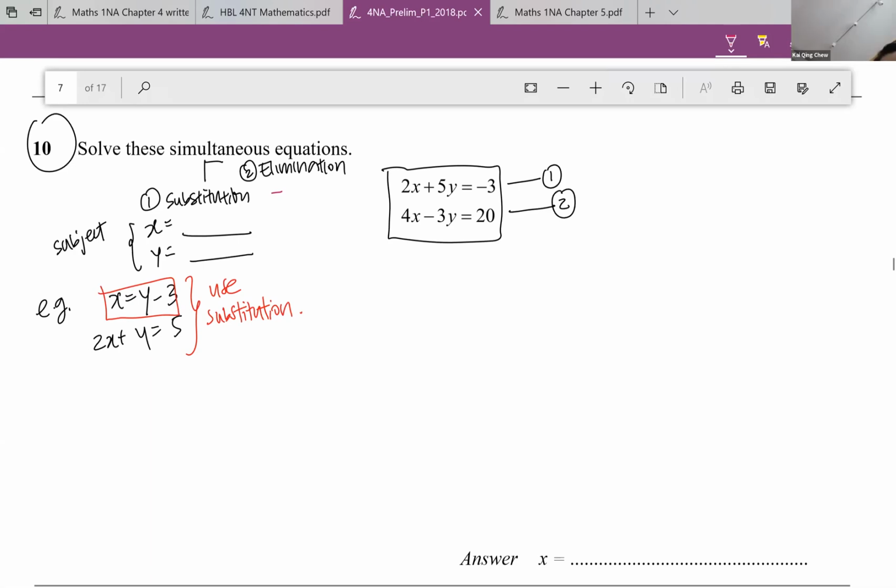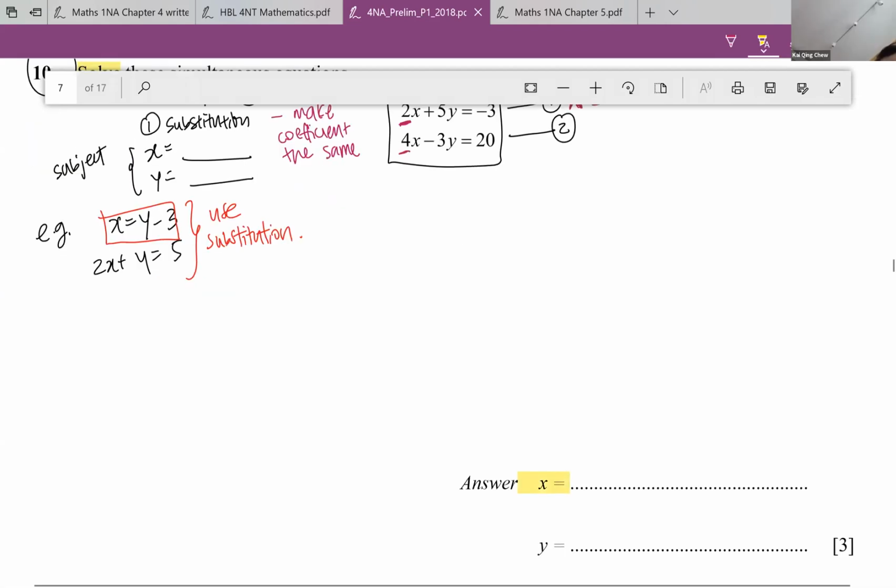Let me continue. You use elimination when you can make the coefficients the same. I will show you. You see this is 2, and this is 4. You want to try to make them the same, then you can eliminate. If I want to make 2 become 4, I have to multiply by 2. What does the question want? They want to solve. That means they want to find out what is x and y.